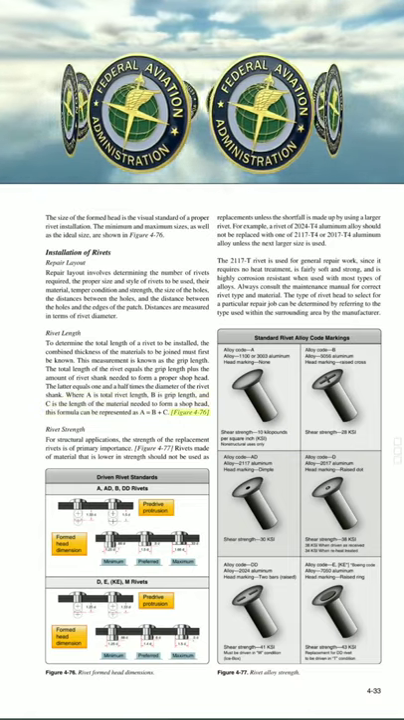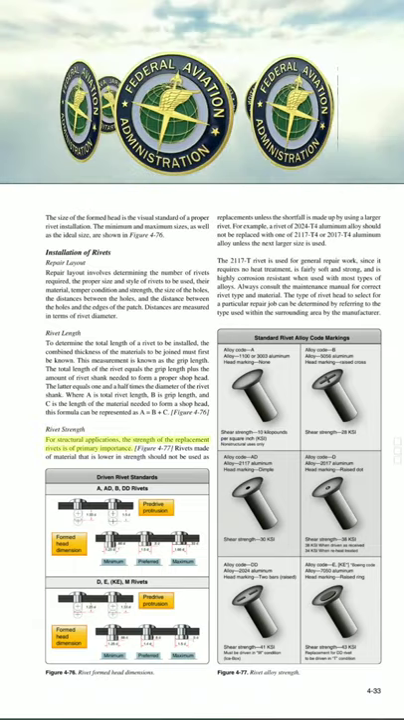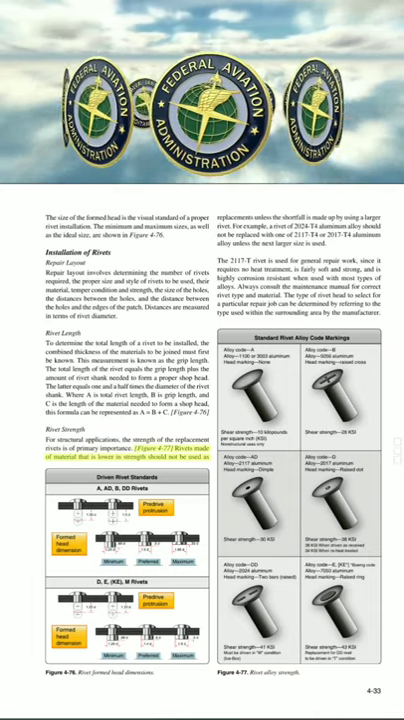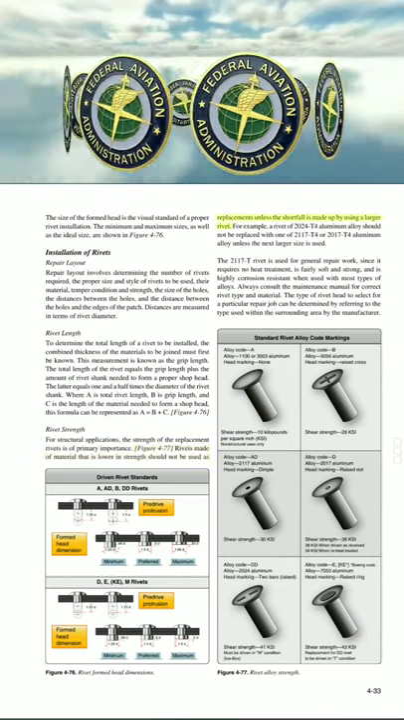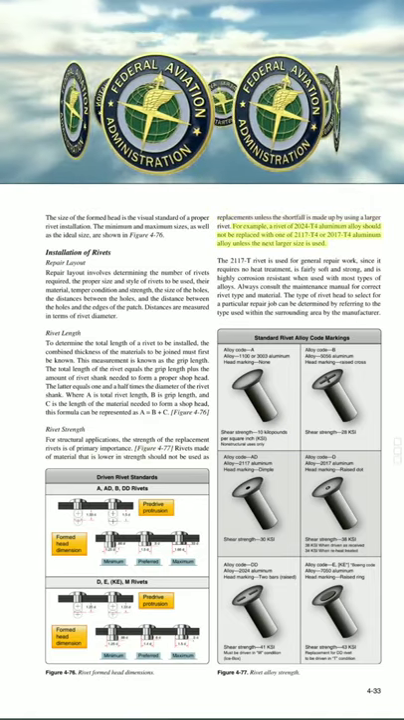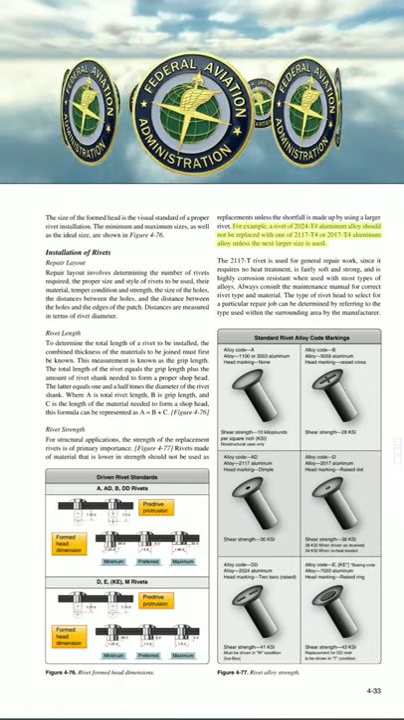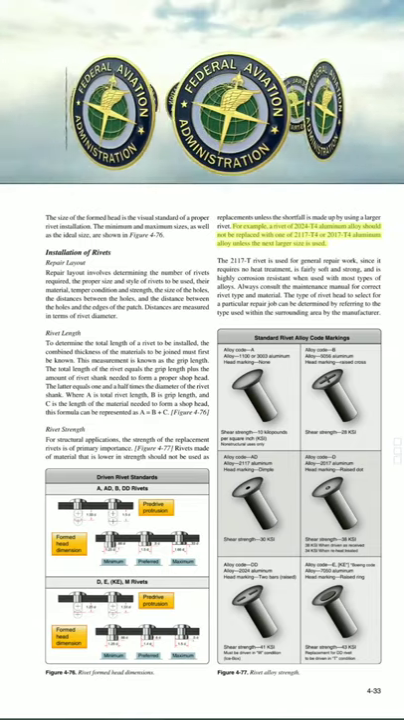Figure 4-76. Rivet strength. For structural applications, the strength of the replacement rivets is of primary importance. Figure 4-77. Rivets made of material that is lower in strength should not be used as replacements unless the shortfall is made up by using a larger rivet. For example, a rivet of 2024 T4 aluminum alloy should not be replaced with one of 2117 T4 or 2017 T4 aluminum alloy unless the next larger size is used.